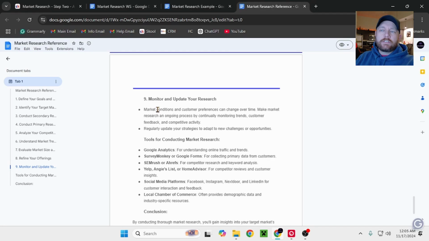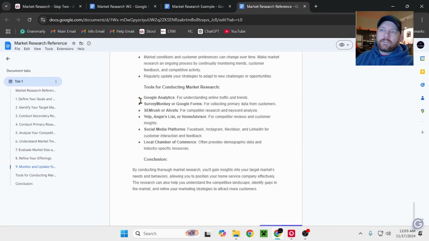When you're in the business, it's easier to monitor and update because you're part of it, right? Instead of coming into it, learning about it. And like I said, here at the bottom, these are your analytics and everything. So these are places you can go to do what you need to do. For your analytics, go to Google Analytics. You can use SurveyMonkey. I like Google Forms better. They both work great for your surveys.